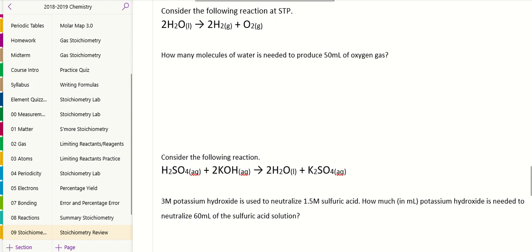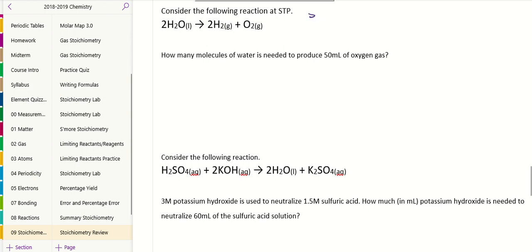Alright, here we go. Last two problems we're going to cover before your test. One deals with solution stoichiometry, one deals with gas stoichiometry. Remember, you have to have a gas at STP in order to do any gas stoichiometry. If you are not at STP or you do not have a gas, you cannot use the molar volume.